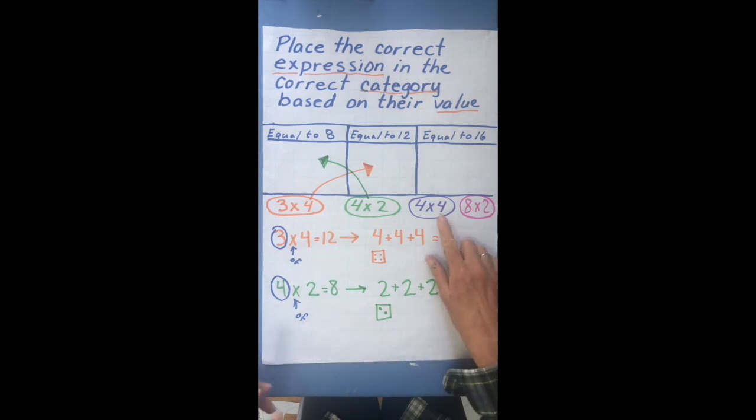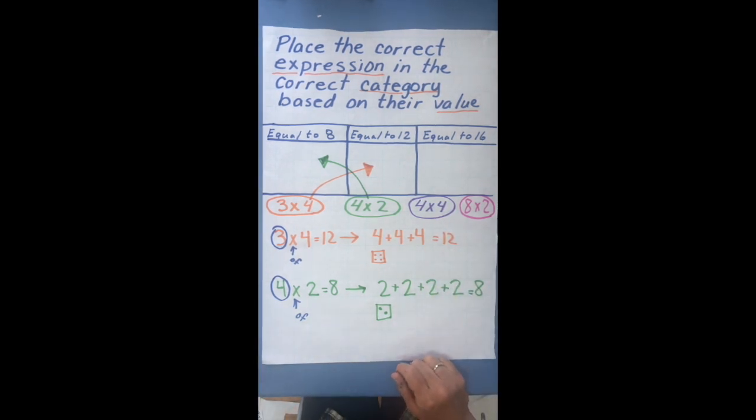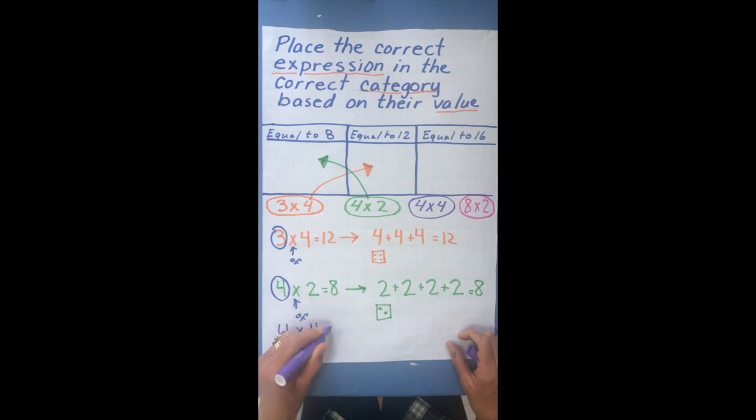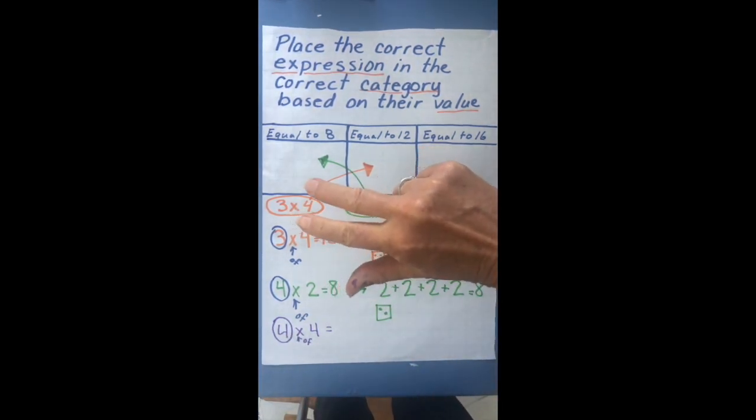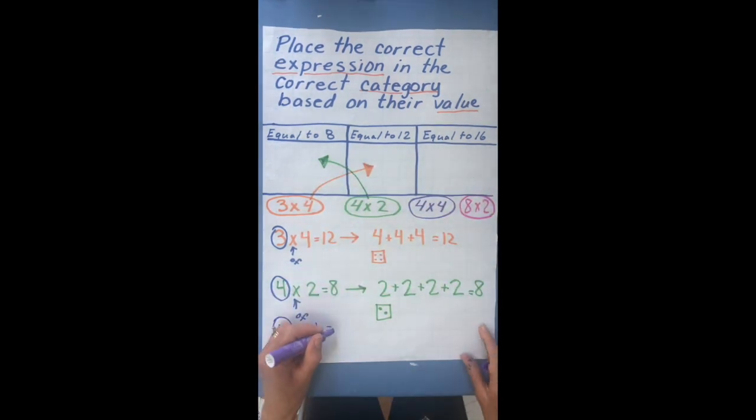And the second to last problem, the purple. I kind of leave myself more room. 4 groups of 4. So again, I'm just going to circle this. This means of. And then it's 4 groups of 4. So I'm going to have 4 fingers and skip count by 4. 4, 8, 12, 16. So this is equal to 16.